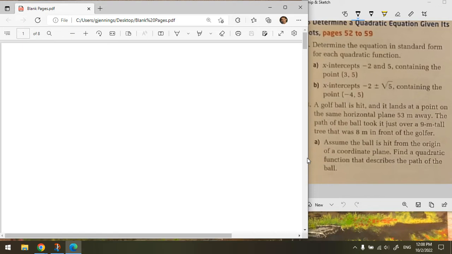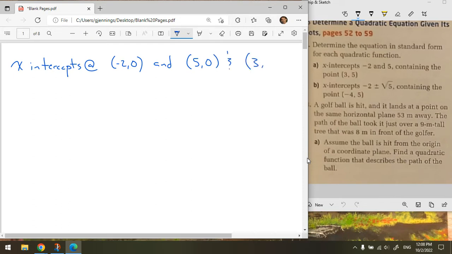If we know that a quadratic function has x intercepts at the points -2, 0, and 5, 0, plus it goes through the point 3, 5. Let's find its equation. First of all, we're going to call it f of x. It's some function of x.